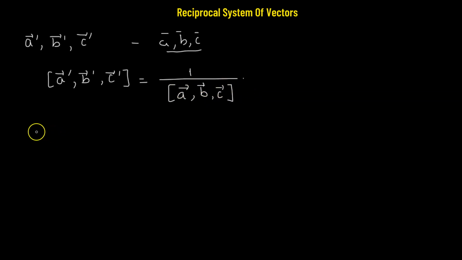Let's prove that this is indeed true. We'll start from the left hand side. So we have the scalar triple product between the vectors A prime, B prime and C prime.